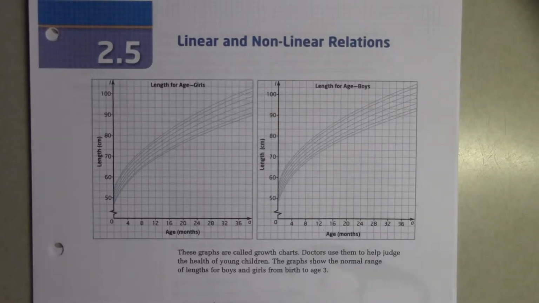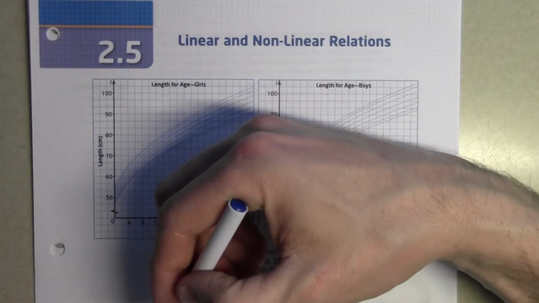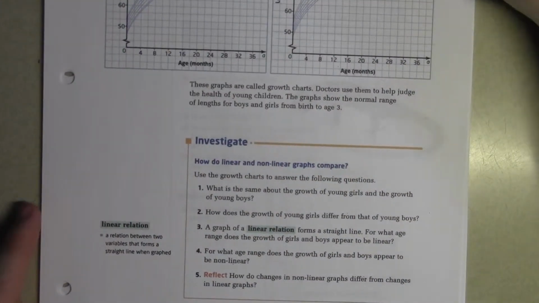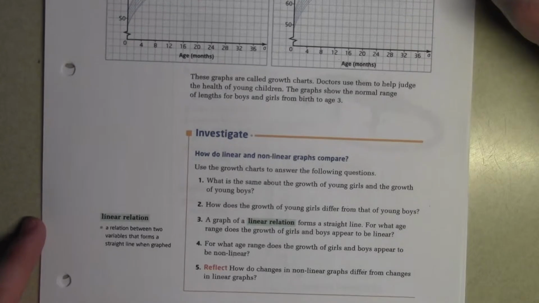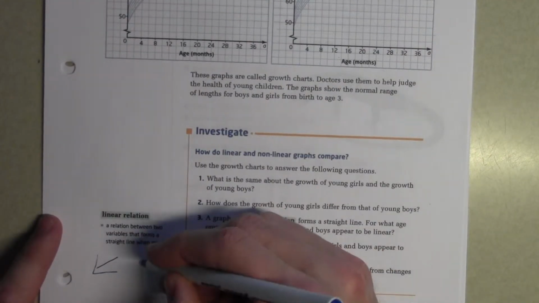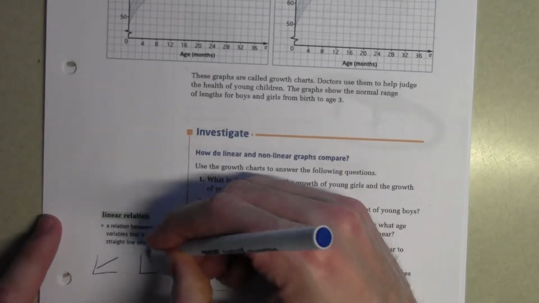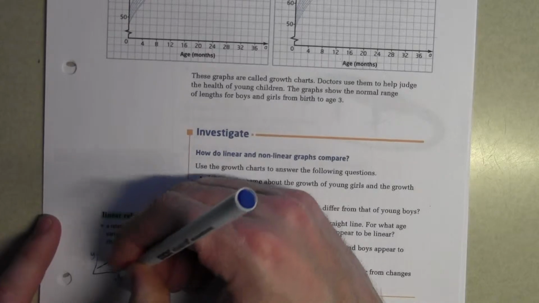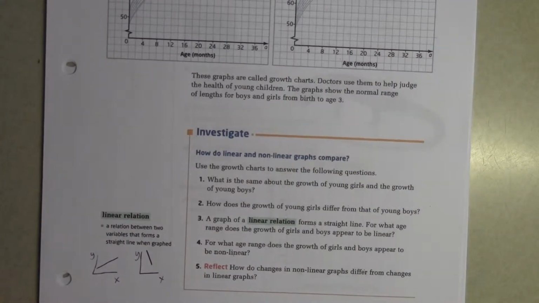Okay, a linear relation is a relation between two variables that forms a straight line when graphed. So examples of a linear relation could be something like that, could be something like that, right? Okay, it's a straight line.